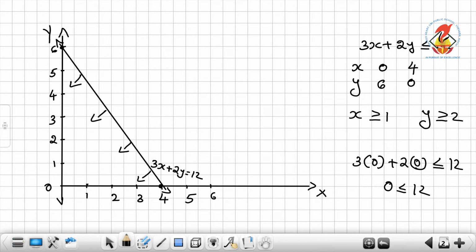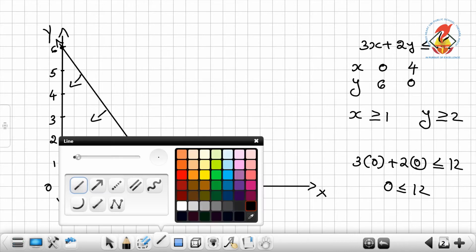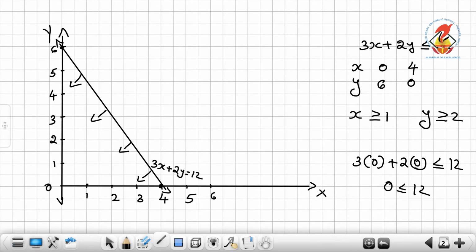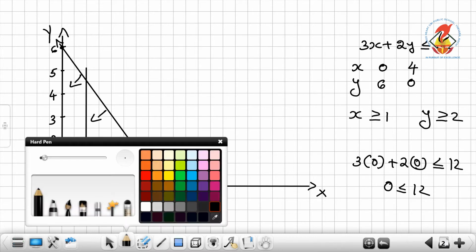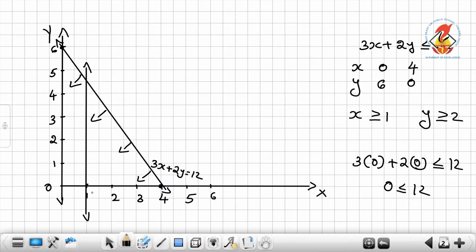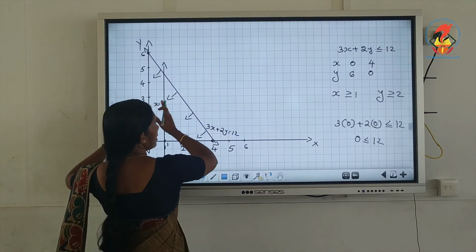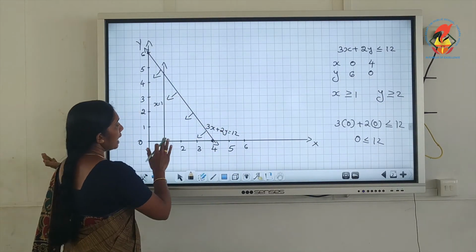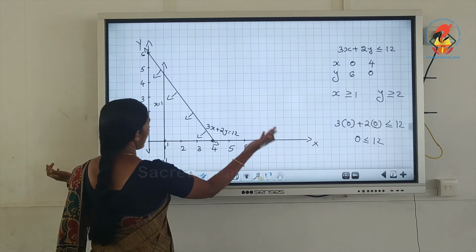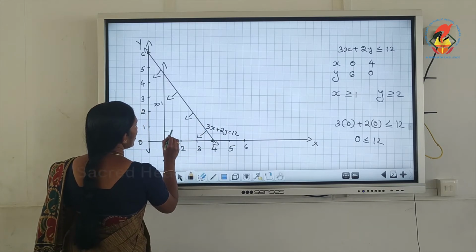Now the second inequality is x greater than or equal to 1. This is x equal to 1. So draw a straight line. And x is greater than or equal to 1. Is it the right half plane or left half plane? X greater than or equal to 1 means the right hand side. So just put an arrow like this.